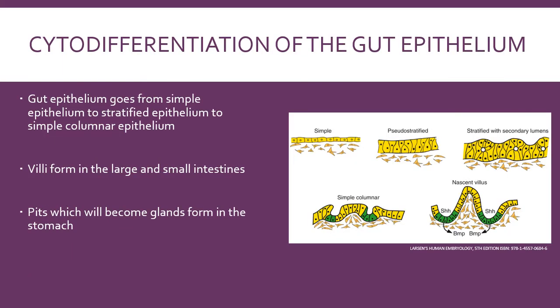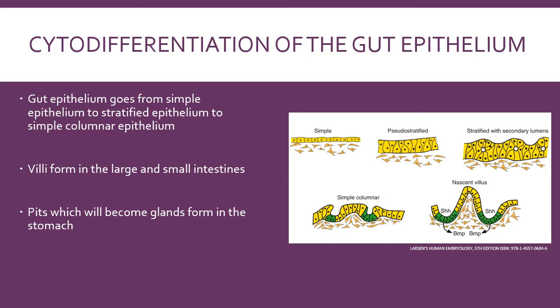Now, in the meantime, the epithelium of the gut is also differentiating to serve its final functions. It starts out as a simple epithelium, a single layer of cells, becomes a stratified epithelium, and then a simple columnar epithelium, which contains microlumens, and we talked about what those were. They eventually become open to the lumen of the intestine. Within the small and large intestines, we get the formation of villi, tiny finger-like projections that help to move food and nutrients and things that you ingest along, but also provide extra surface area for absorption.